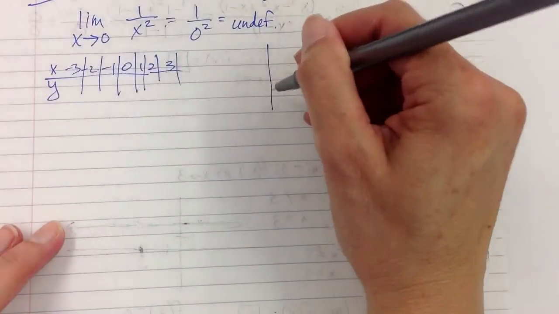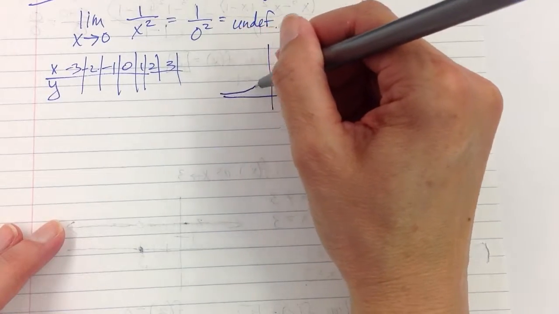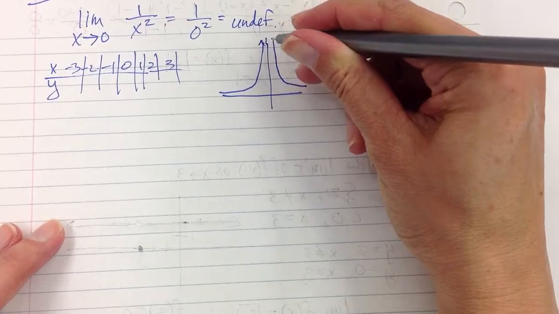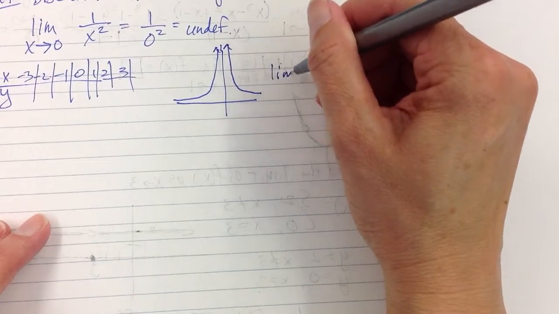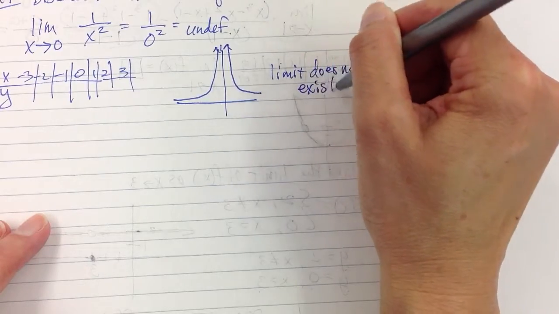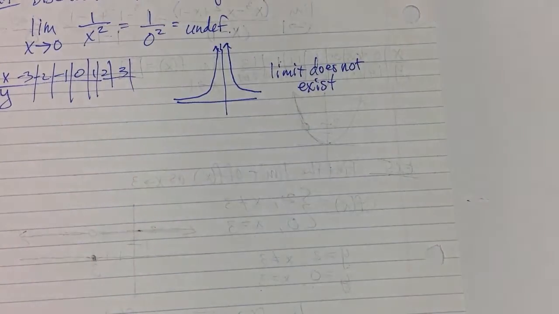So let's just sketch our graph and show, towards 0, it went up to infinity. Towards 0 from the other side, it also went to infinity. So this limit does not exist. Okay, it can't do that. It has to meet somewhere to have a limit. It can have a hole in it, but it can't just take off forever.